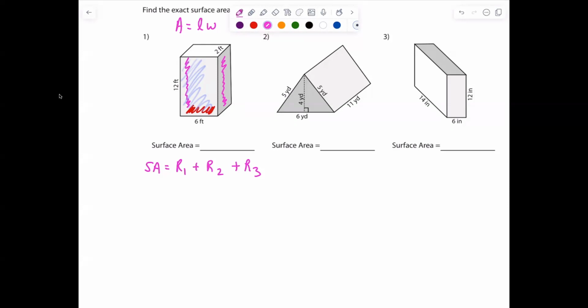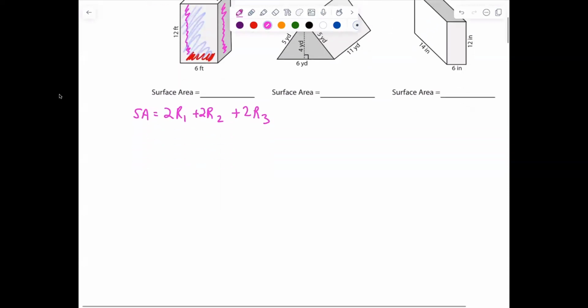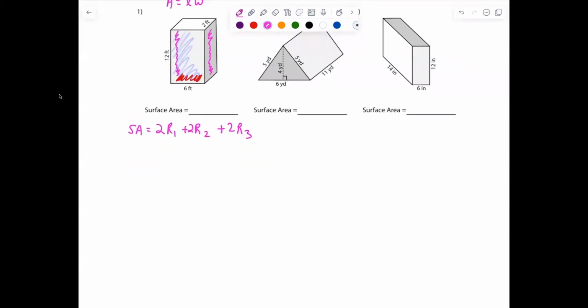Now, rectangle 1, how many of rectangle 1 are there? 2. Thank you very much for listening. So it's going to be 2 times rectangle 1 plus what? 2 times rectangle 2 plus what? Yes, 2 times rectangle 3. All right. This is how we're going to get the surface area. Now, rectangle 1. All right, let's look at the top.